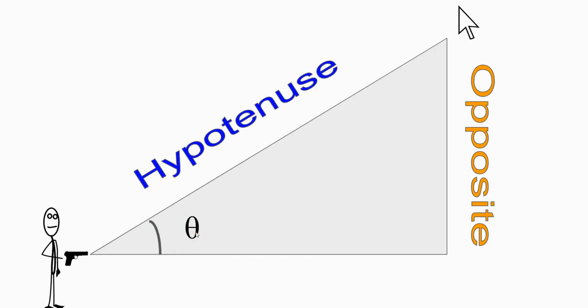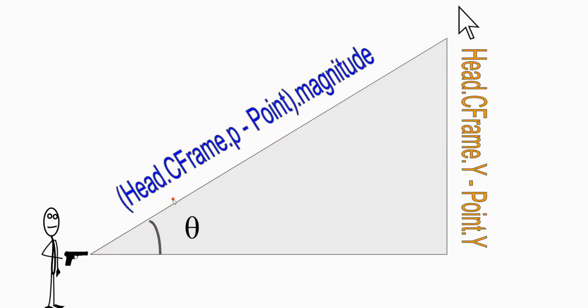The two sides that we're going to find are the opposite side, which is the side that's directly opposite of the angle, and the hypotenuse, which is the line that goes from the gun here to the mouse. Like I said before, we need to figure out the length of these two sides.